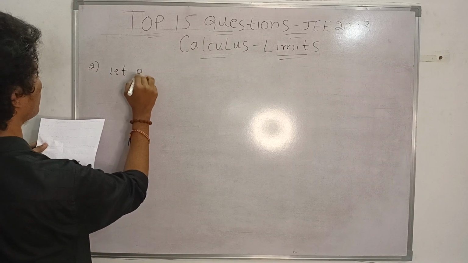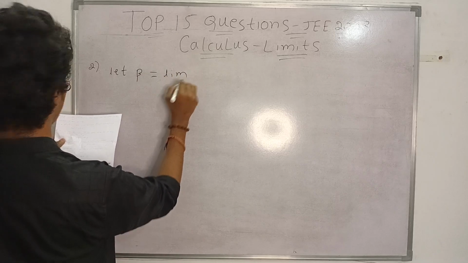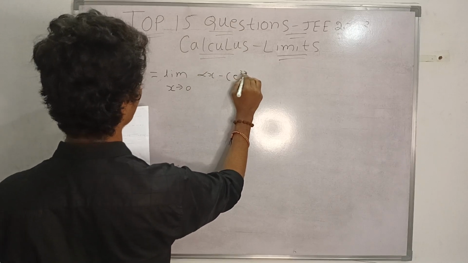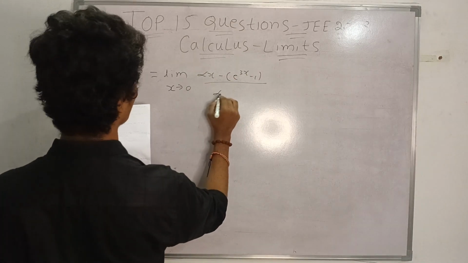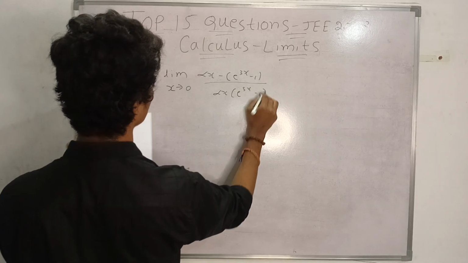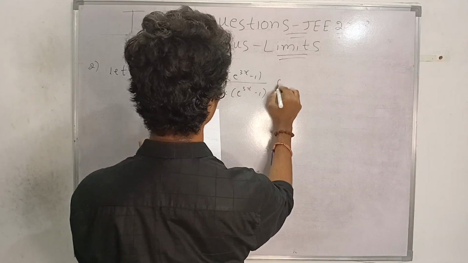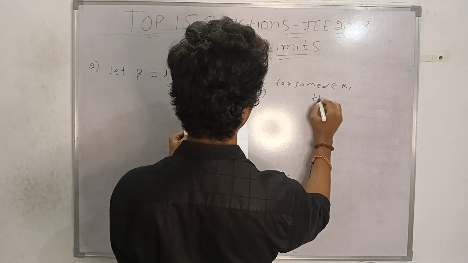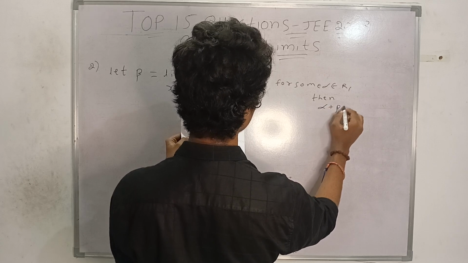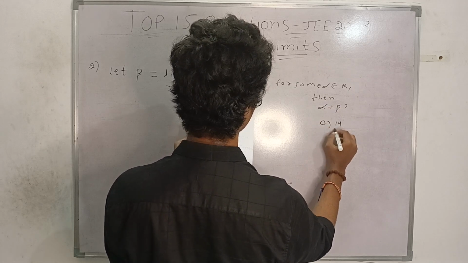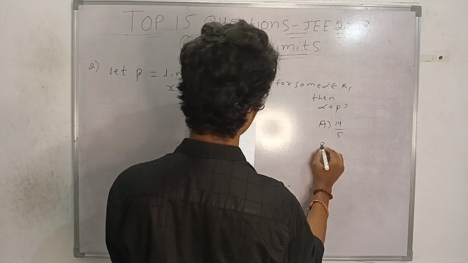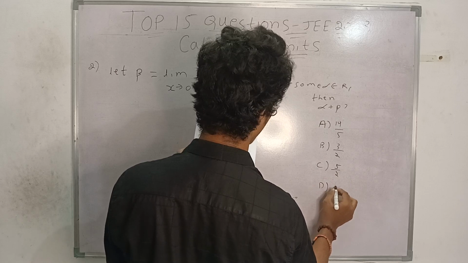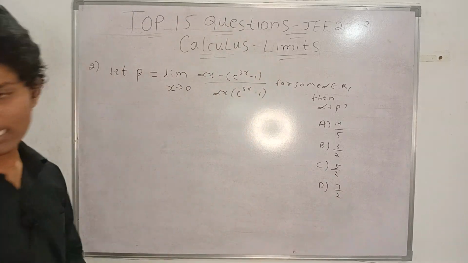They are saying let beta equal to limit x tending to 0 of alpha x minus (e power 3x minus 1) divided by alpha x into (e power 3x minus 1). And the options: for some alpha belonging to R, they are asking alpha plus beta, and the options are A option 14 by 5, B option is 3 by 2, C option 5 by 2, D option is 7 by 2. So basically this is the second question.